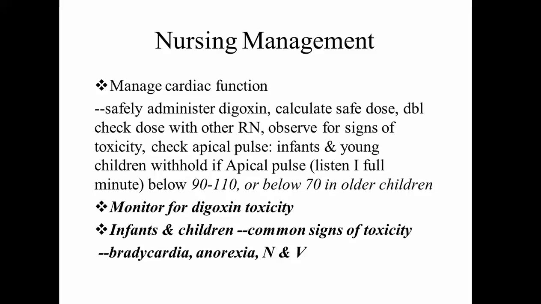So one thing to remember is that the safety margin between toxicity and therapeutic and lethal dose is very narrow. That's why it's a double check. So you want to assess for signs of toxicity in infants and children. These are common signs: bradycardia, poor feeding, anorexia, nausea, and vomiting. So really some of the signs for toxicity would be primarily nausea and vomiting.